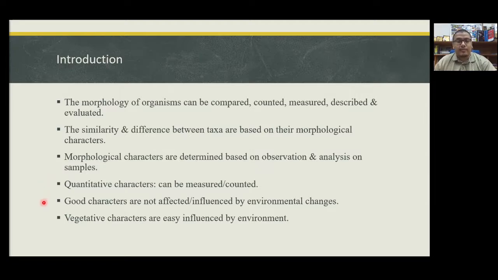Good characters to determine the description or taxonomic evidence for certain species, certain individuals, or certain organisms are not affected or influenced by environmental changes, which means that they must be constant and reliable. Vegetative characteristics, on the other hand, are easily influenced by the environment.